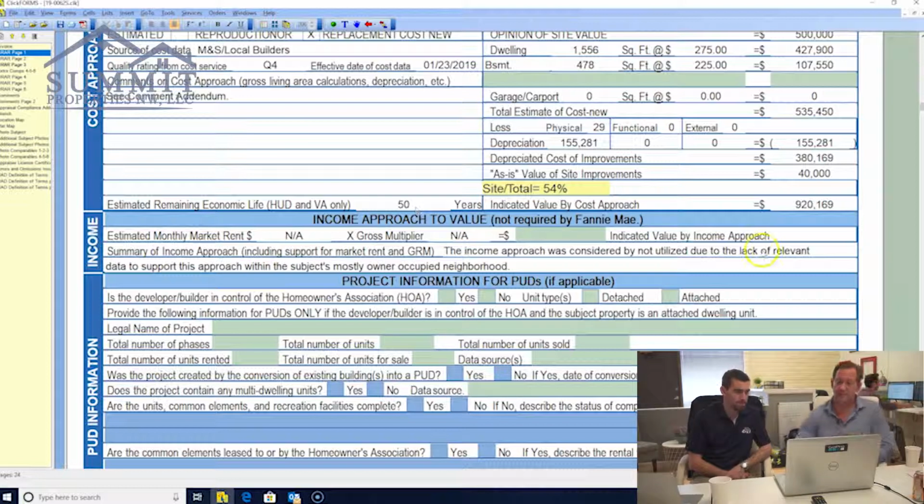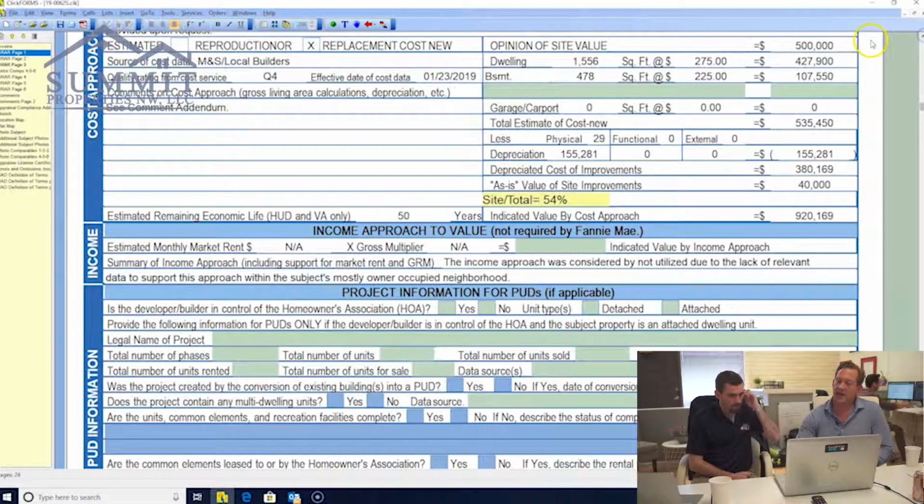Okay. And so we put all these numbers together, and here's what we're guessing it would cost to build this home, which is fairly close. This is adding in land, so the as-is site improvements with land and all the cost it would take to rebuild that home, and figuring in depreciation. So that's that number.